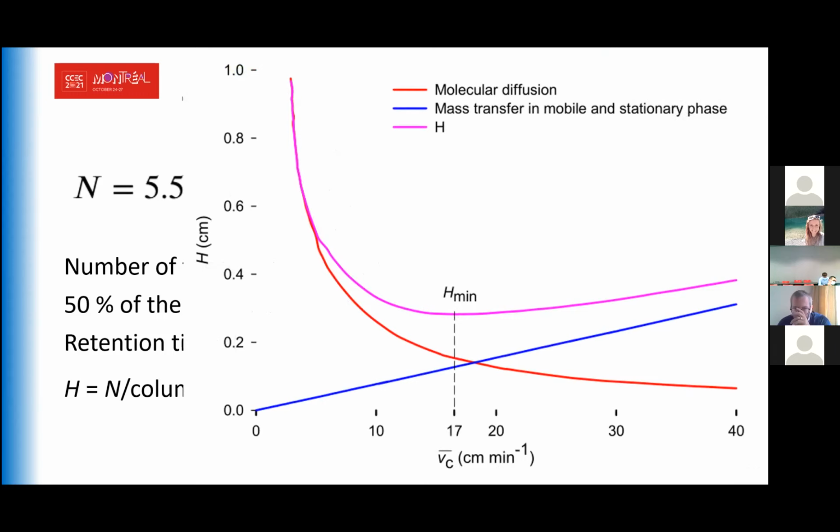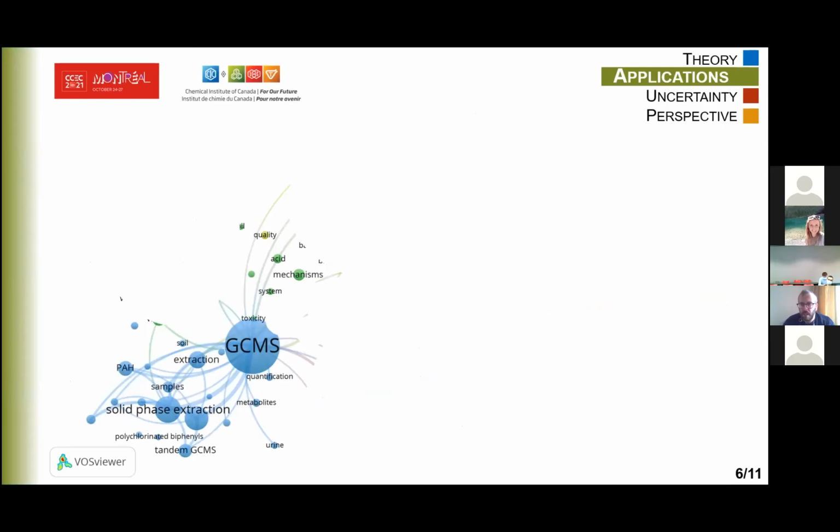And it has a minimum for a certain carrier velocity. High molecular weight carriers, such as argon, have a lower H minimum compared to light carriers such as helium. However, this minimum is obtained at a lower carrier velocity, which results in longer GC analysis, because it takes more time for the carrier to take out your analytes. And this is why, in general, light gases are preferred to speed up the analysis at the expense of the separation performance.